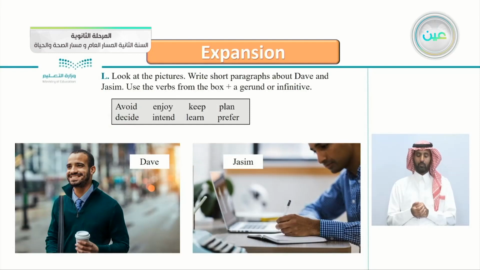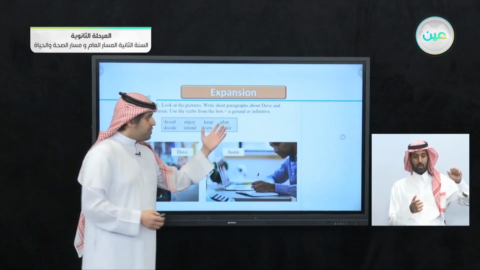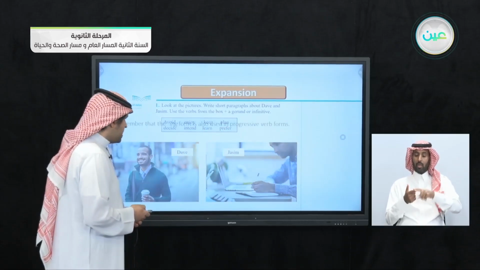So continuing here with the next exercise, look at the pictures, write a short paragraph about Dave and Jassim. Use the verbs from the box plus the gerund or infinitive. We have the verbs here: avoid, enjoy, keep, plan, prefer, learn, intend, and decide. And you see the picture here, you see here Dave and Jassim. You can choose whatever verb here plus the gerund.